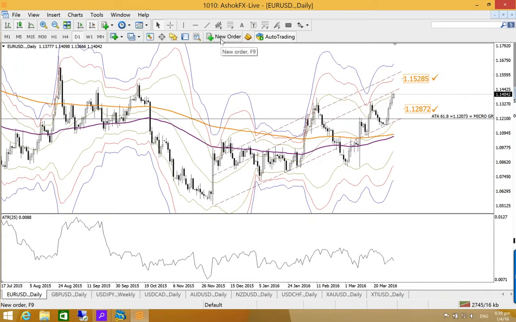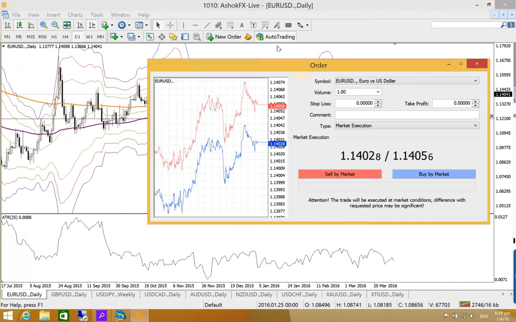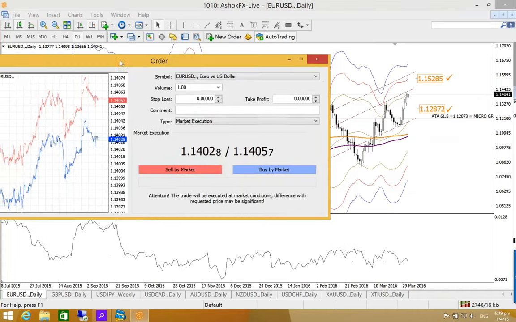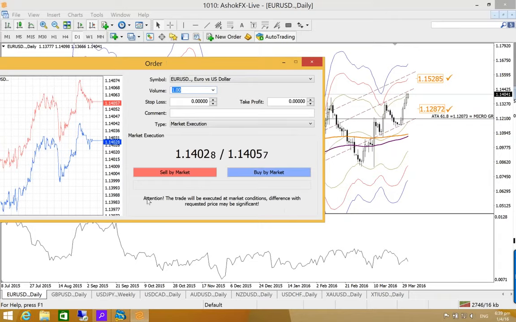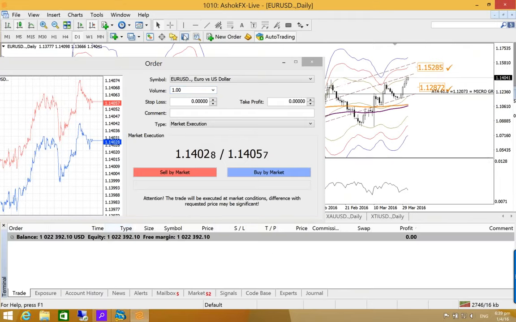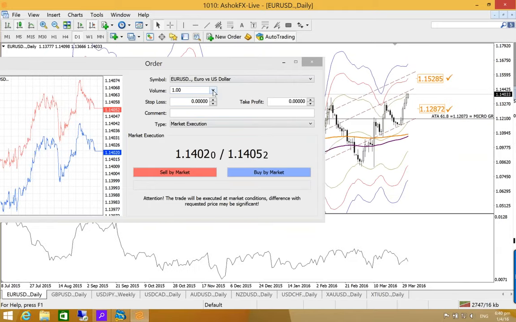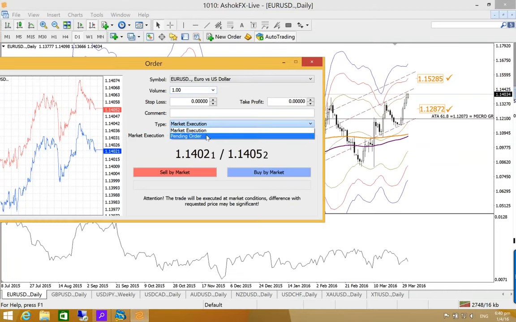So let's put a new order. If you're following me, you can follow the new order here. Because mine is a big account, you can see it's a $1 million live account, I will take a one lot position. In your case, you can do a 0.01 to ensure that your money management is accountable. So I'm going to put one lot, and I'm going to put a pending order.